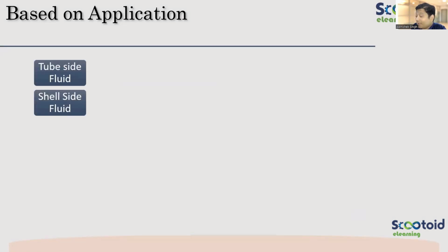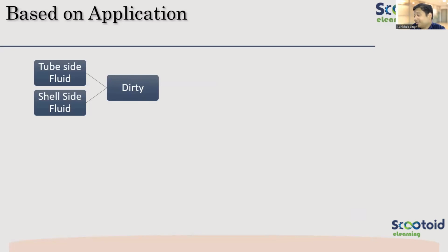Great. So now, what if I have shell side also dirty and tube side also dirty? Can I use the fixed BEM type if I have both sides dirty fluid? Tube side is also dirty. Let us say crude oil is there in the tube, just extracted from the oil.